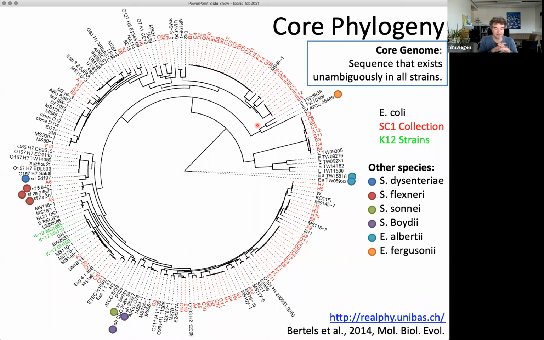In red are all our strains, and they're just named after the well of the 96 well plate they were in. In black are other reference strains. Green are some well-known lab strains. And I guess the first thing that you should get from this is that from this one place at one point in time, we find sort of the full diversity of E. coli genomes that is known.